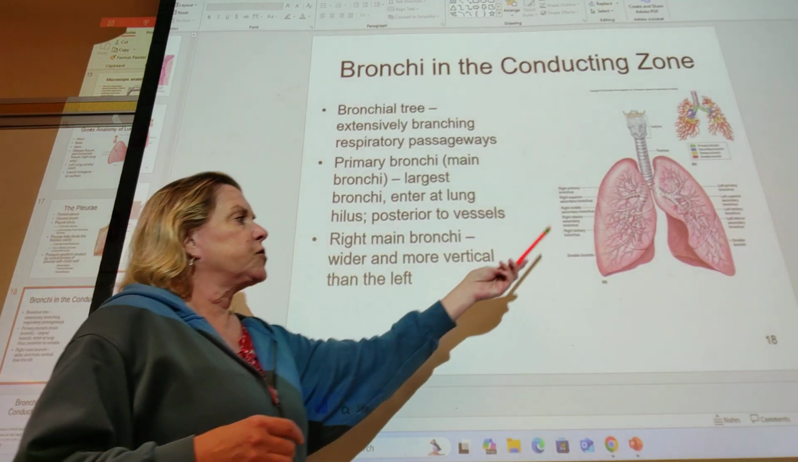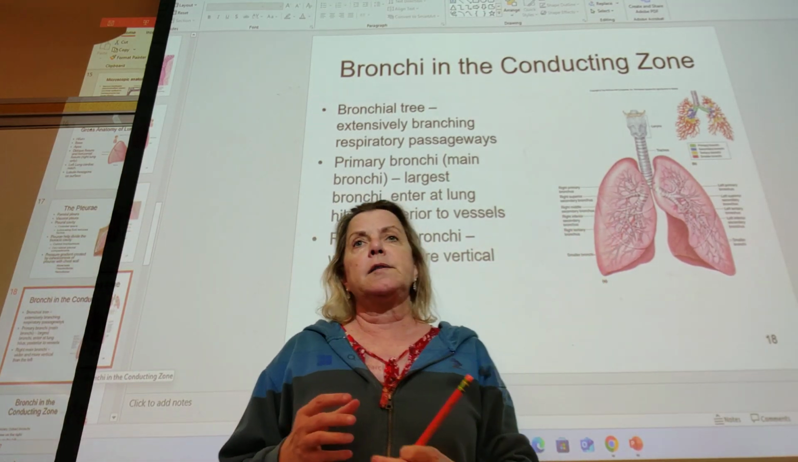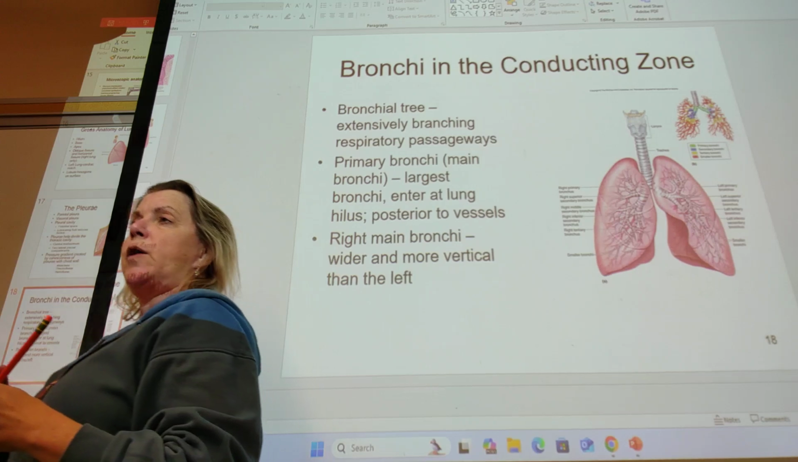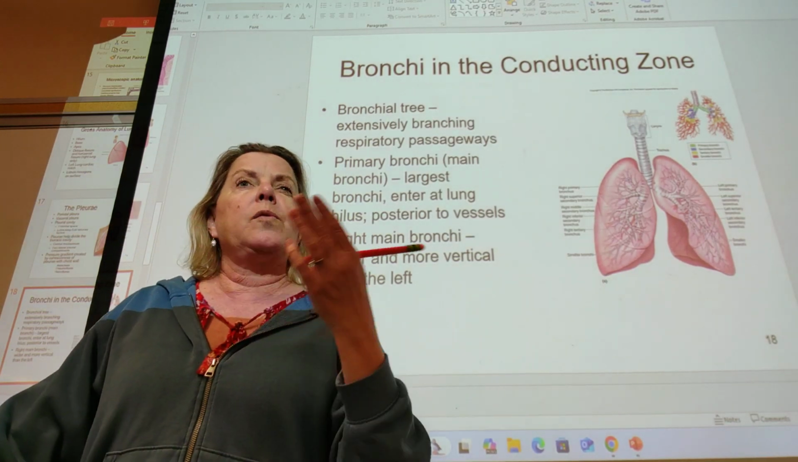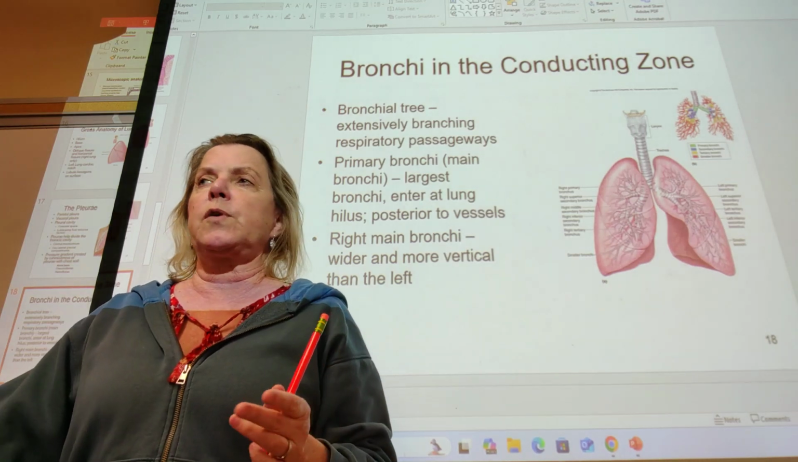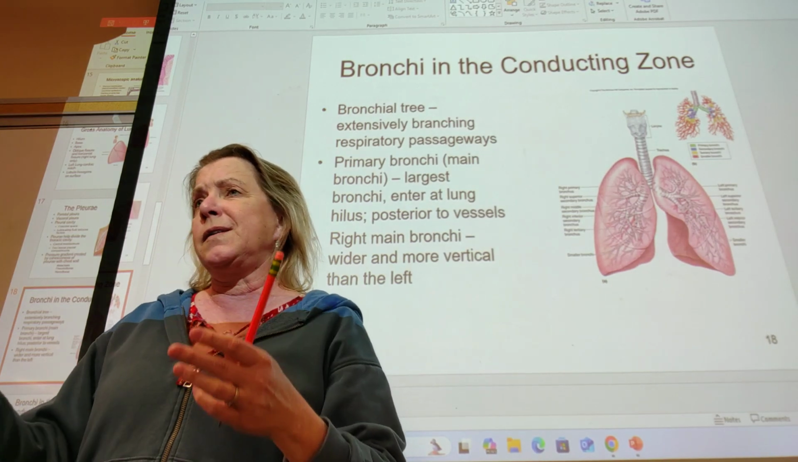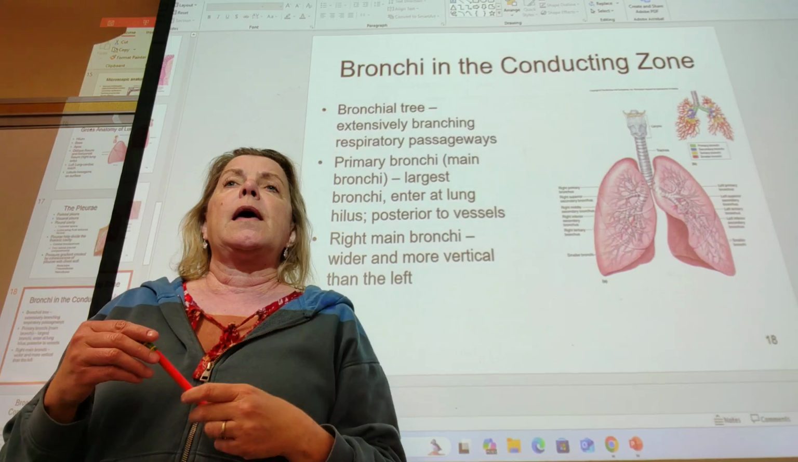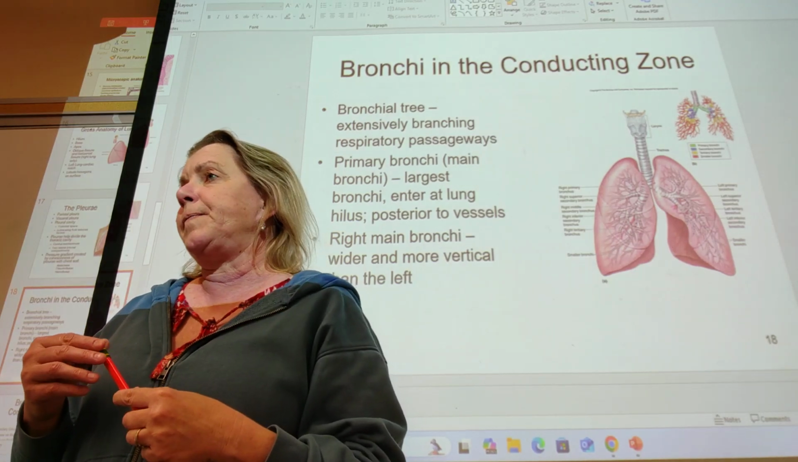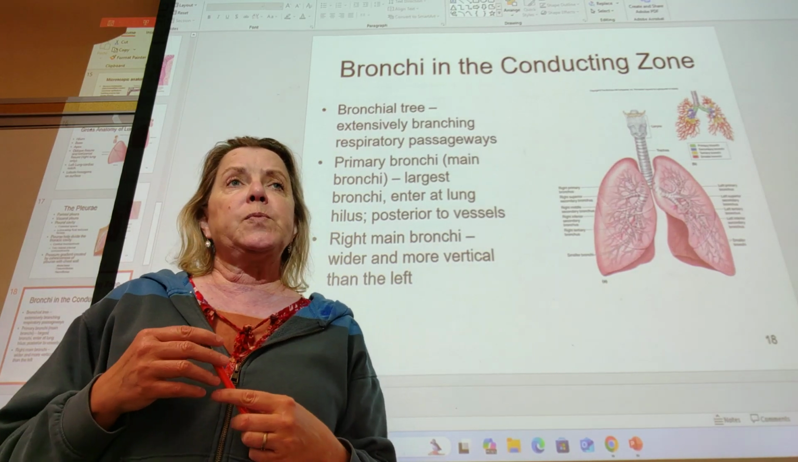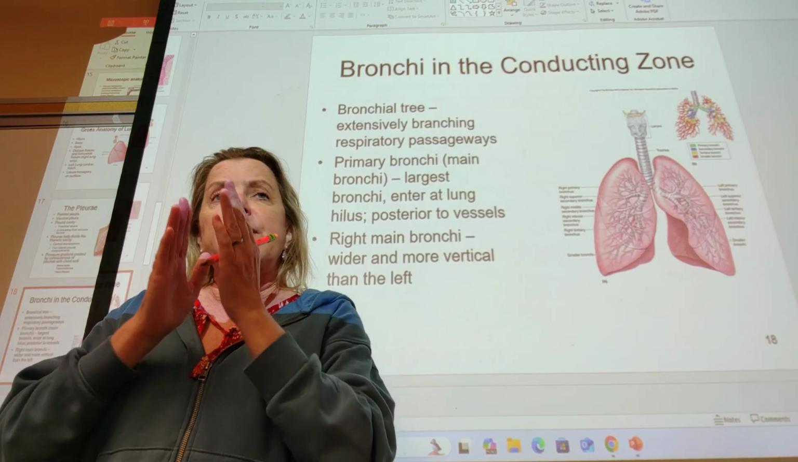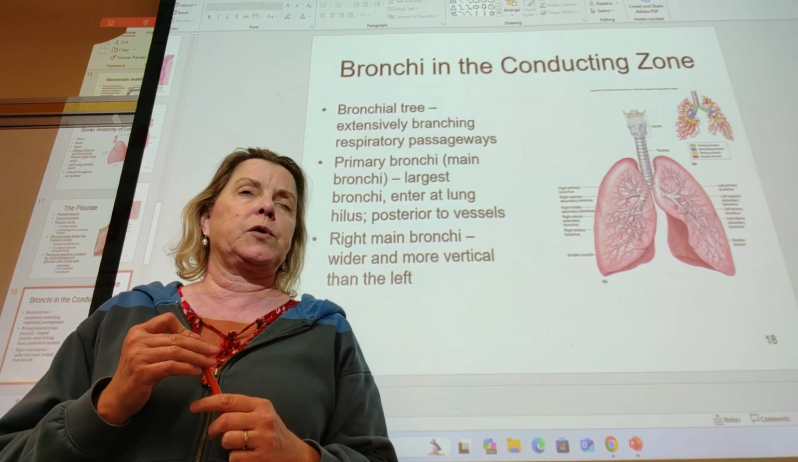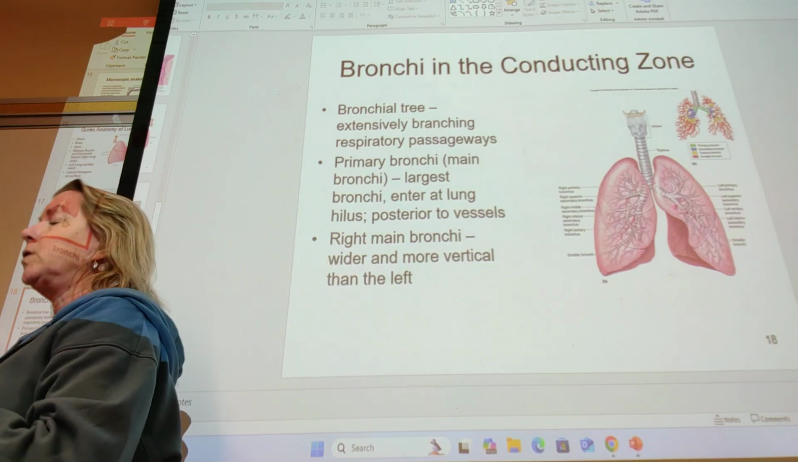Those structures shown here are not small enough to allow for diffusion. The membranes that are around them, the walls, if you will, around those structures are too thick with the cartilage, etc. And there's just not enough of them. Not until we get to the respiratory zone do we have small structures, thin distance for diffusion to occur, and a lot of them.